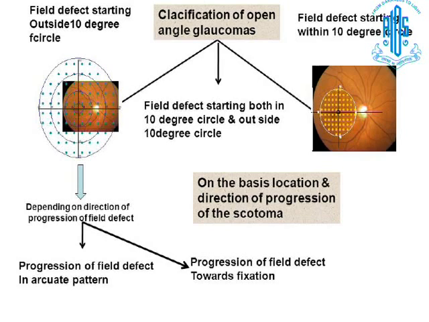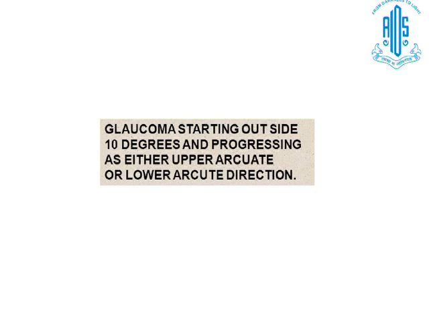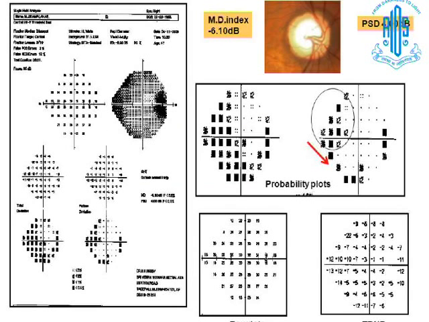Suppose the field defect starts outside the 10 degree circle, and you see how it is progressing, whether it is progressing towards fixation or away from fixation, following the arcade pattern. So in this pattern, I will be presenting the cases. First we start with glaucoma starting outside 10 degrees and following an arcade pattern. In this patient there is no doubt about the glaucoma. It is a known case of glaucoma.